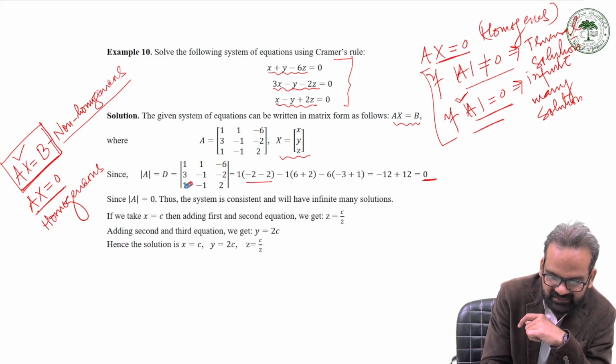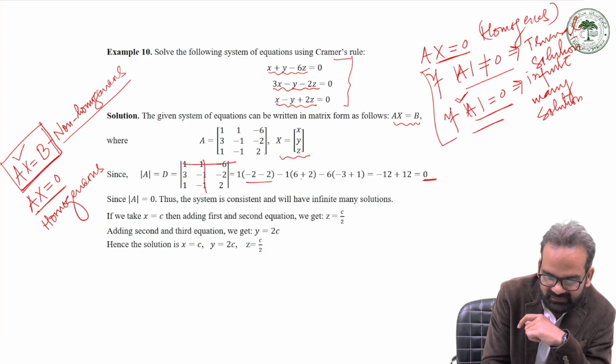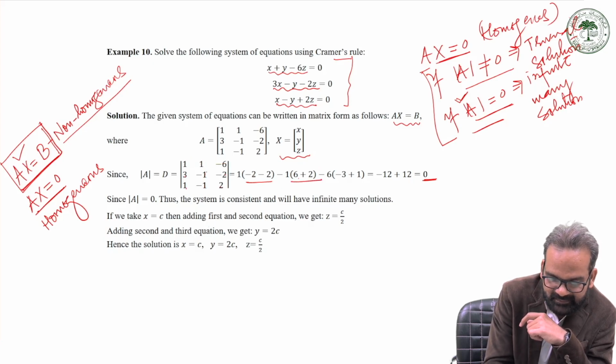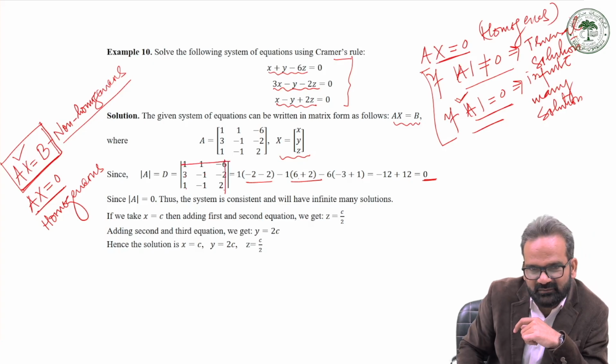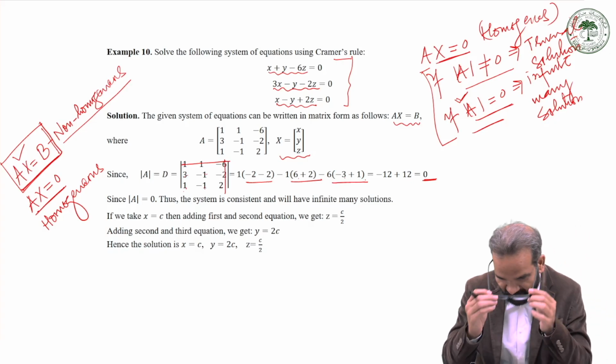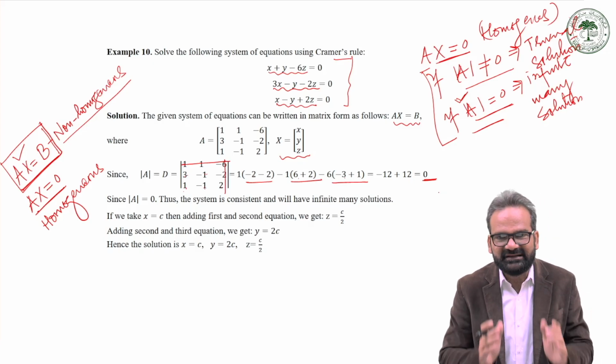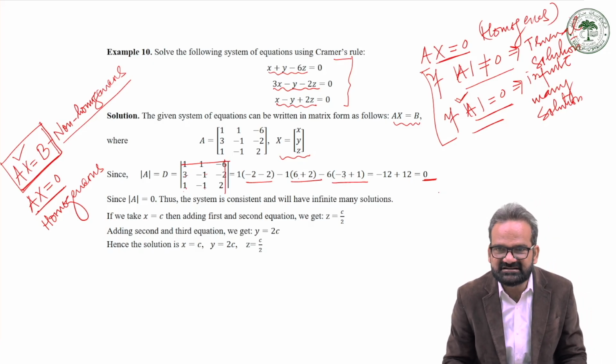Now second is what? Minus 1. Delete the row and column in which this 1 lies. What is left? 3 into 2, that is 6, minus 2 into 1, that is minus 2, minus plus, this is your second term. And the third term is what? Minus 6. Delete the row and column in which minus 6 lies. So what is left? 3 into minus 1, that is minus 3, minus 1 into 1, minus plus, so we will get here minus 1, right? Simplify this, what you will get? Minus 12 plus 12, that is 0. So the determinant of the matrix is identically 0.